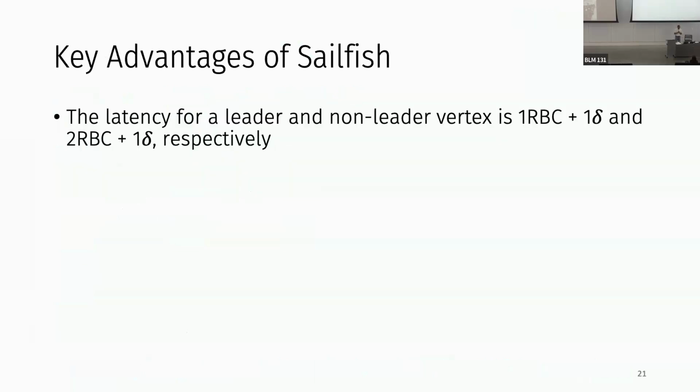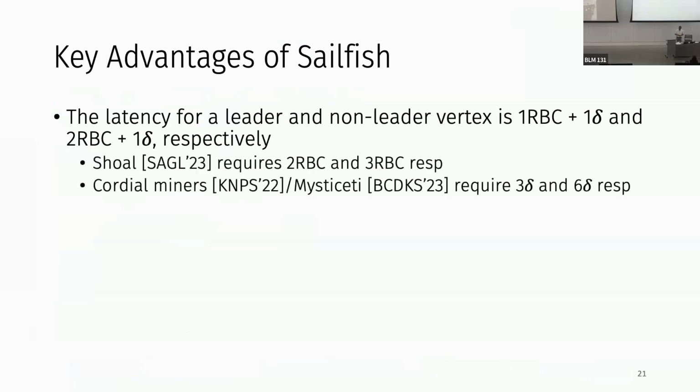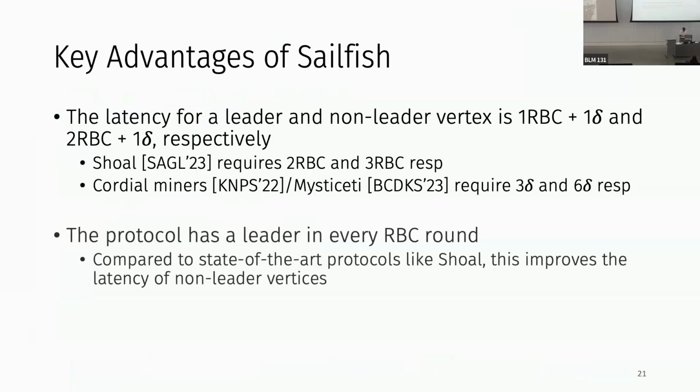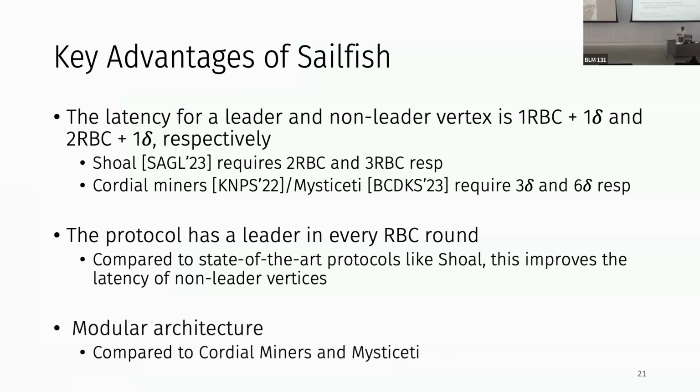So the key advantages of Sailfish are, first, the latency. You achieve 1 RBC plus 1 delta and 2 RBC plus 1 delta respectively, and this is better compared to all prior work. Second, the protocol has a leader in every RBC round, compared to state-of-the-art protocols like Shoal. This improves on the latency of non-leader vertices. And finally, the architecture, by relying on RBCs, simplifies things quite a bit compared to works like Cordial Miners and Mysticeti, which open all of these black boxes.